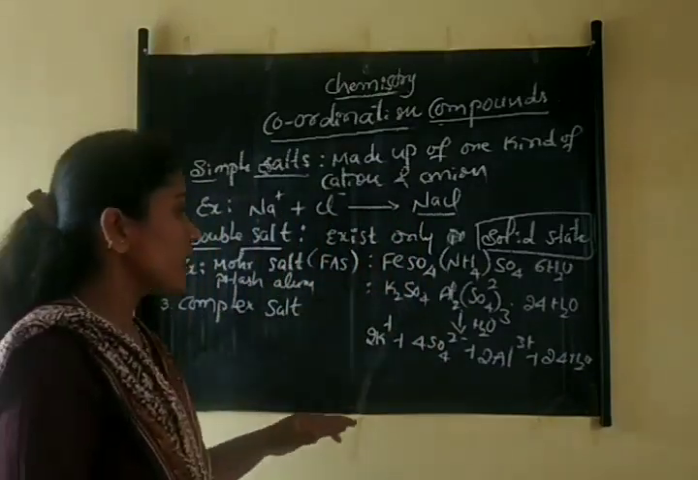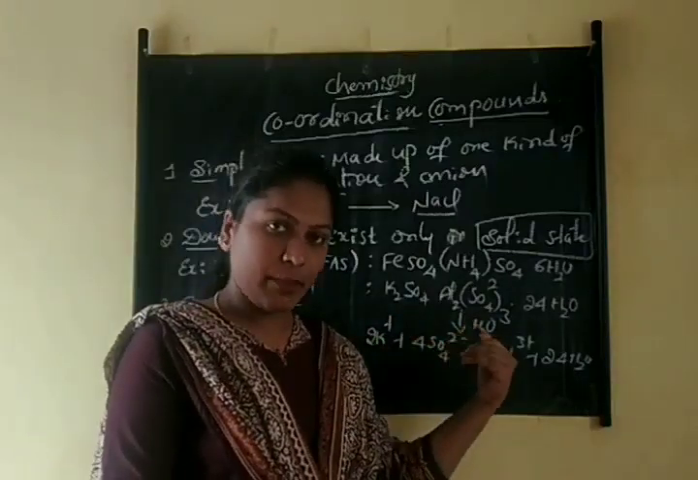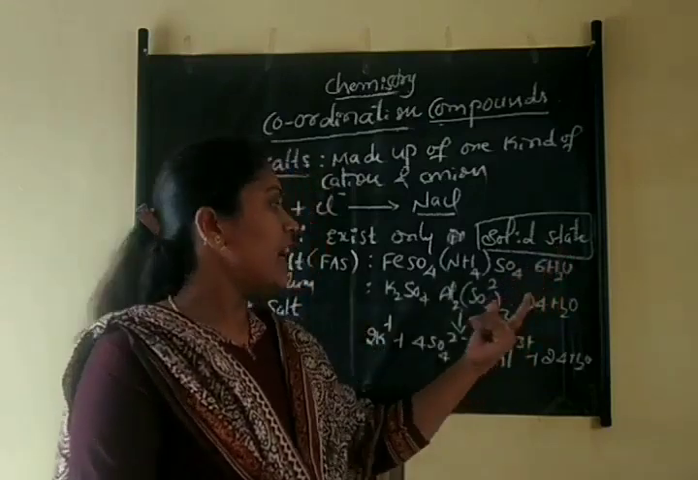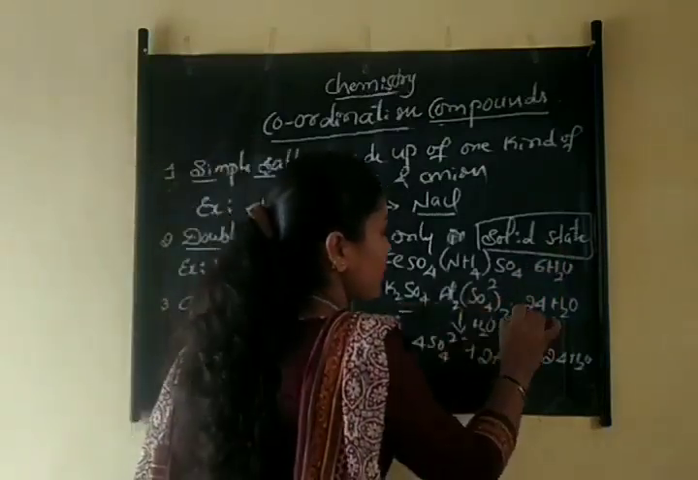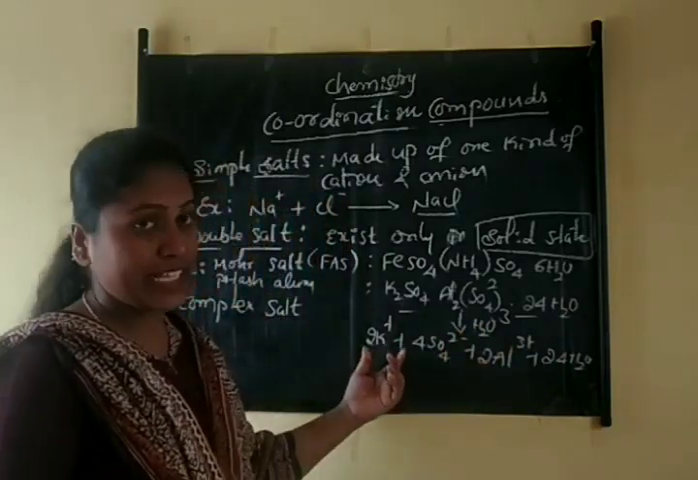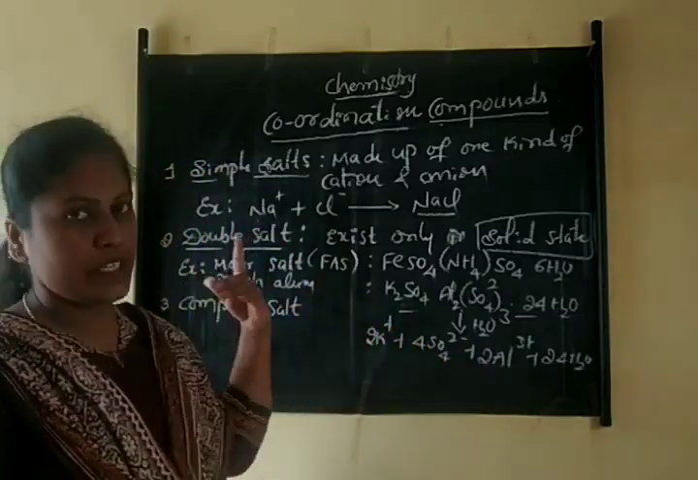Okay, so here potash alum is an example for double salts, and they are stable only in the case of solid state. When these double salts are added into a solvent, they dissociate into constituent elements. They are called double salts.